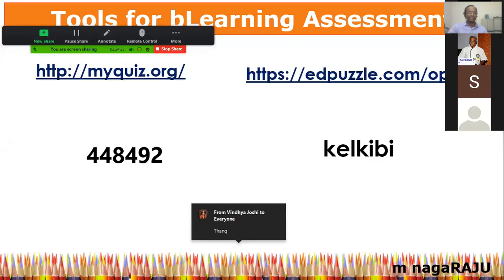Quickly, very quickly, look at the second one. Ed Puzzle. Note down this code, KELKIBE. That's the entry code, the class code. Please go to this website.